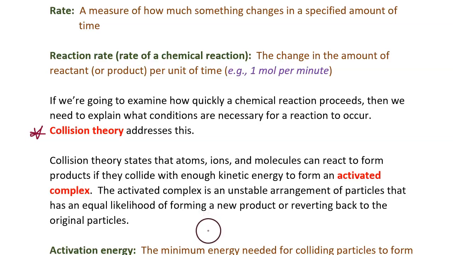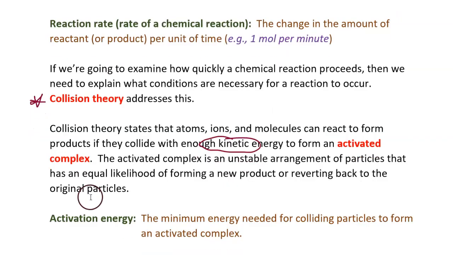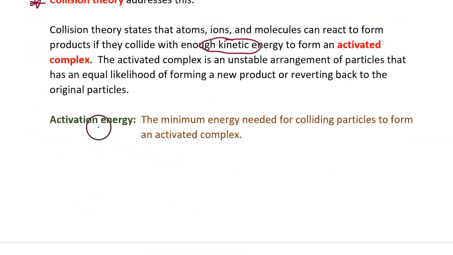So collision theory says that when particles are moving around and they collide, if they have enough energy, then the particles can stick together to form a temporary substance called an activated complex. The activated complex might become stable, creating a new product, or it can break apart, creating those original particles that were moving around. Another vocabulary word is activation energy. This is the minimum energy needed for colliding particles to form an activated complex.